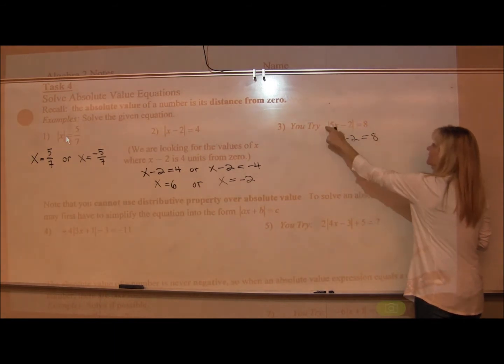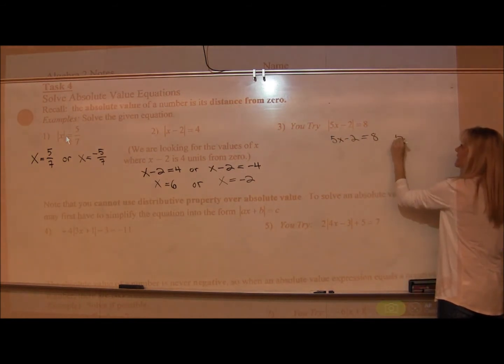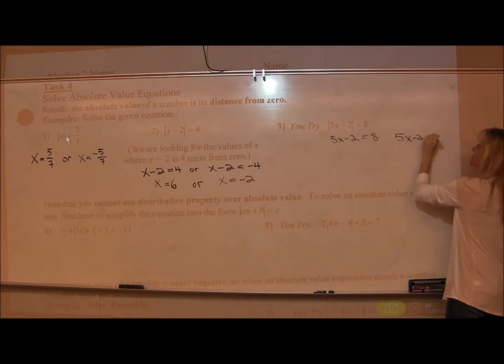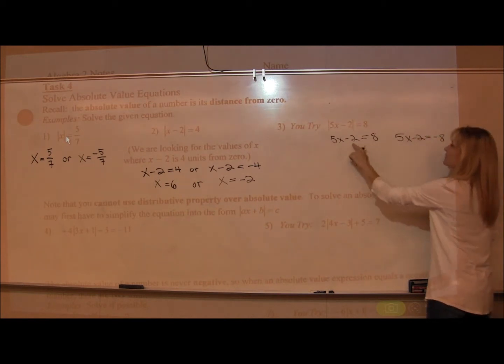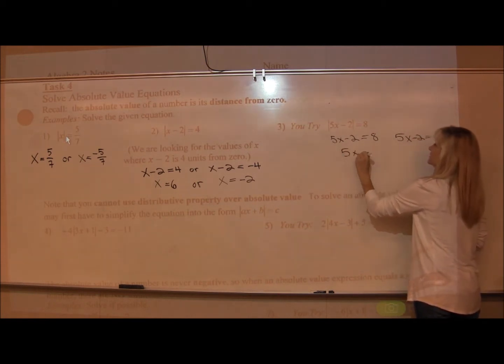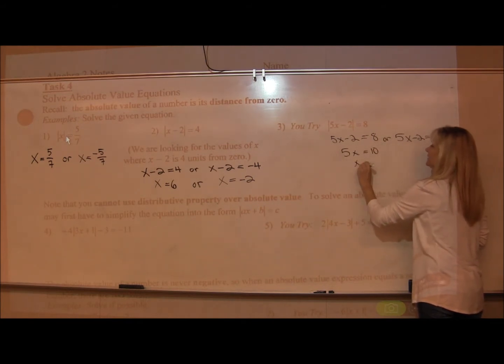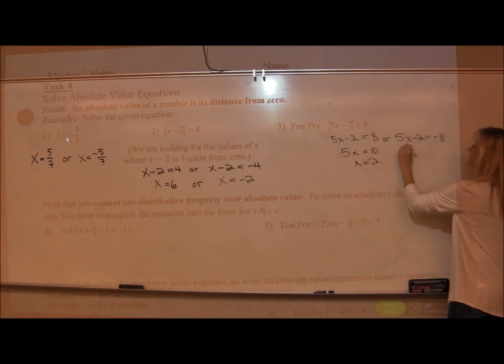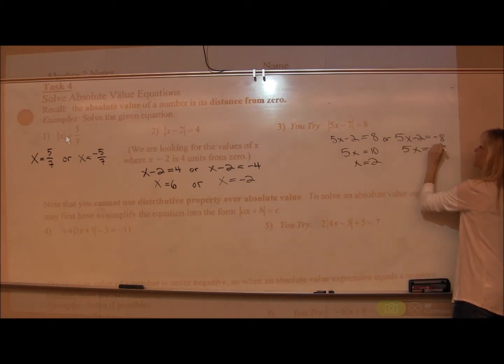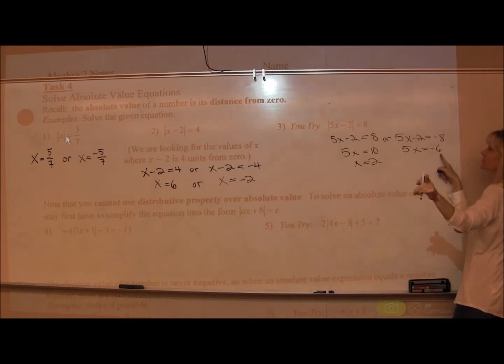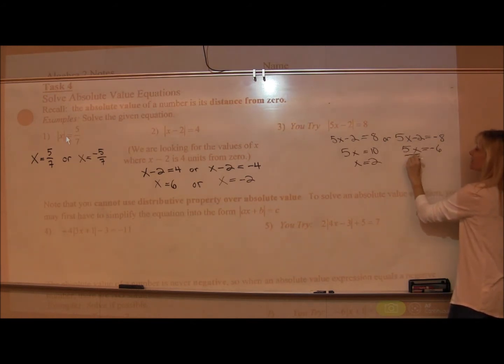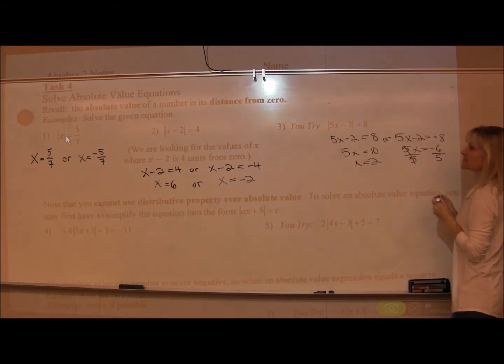This is the easy one, where I'm just taking the absolute value signs away. And then we have 5x minus 2 equals negative 8. We're going to add 2 to both sides. This is an or. Equals 10. So x equals 2. 5x equals negative 6. That's a very common mistake, what you just did. One way to not make that mistake, if it helps you, is to do that. So then you have x equals negative 6/5.